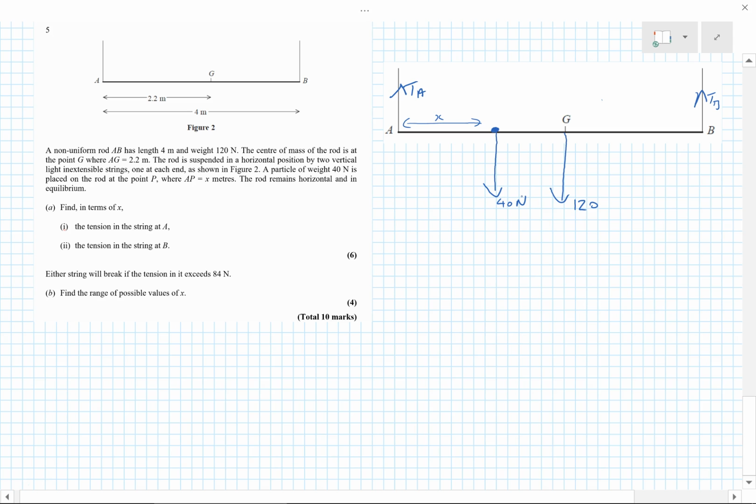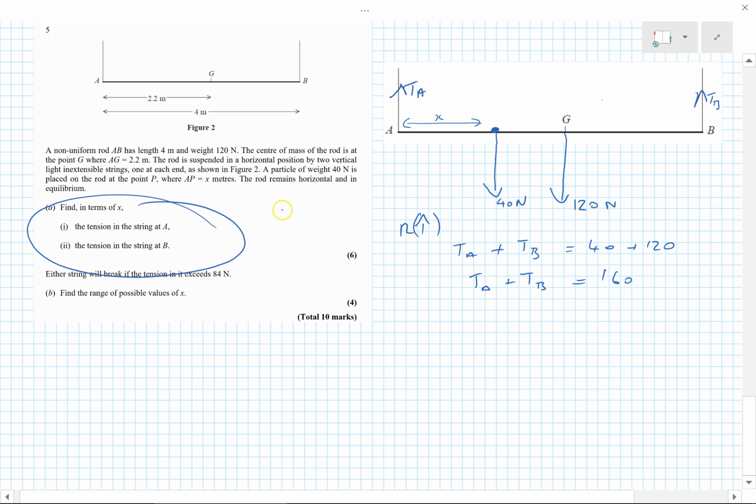Okay, so I'm going to resolve vertically because it's just so easy to do. It's the easiest marks to gain. So TA plus TB is equal to 40 plus 120. So TA plus TB is equal to 160. Okay, so we've got that. Obviously that's not going to help us yet to work out these.